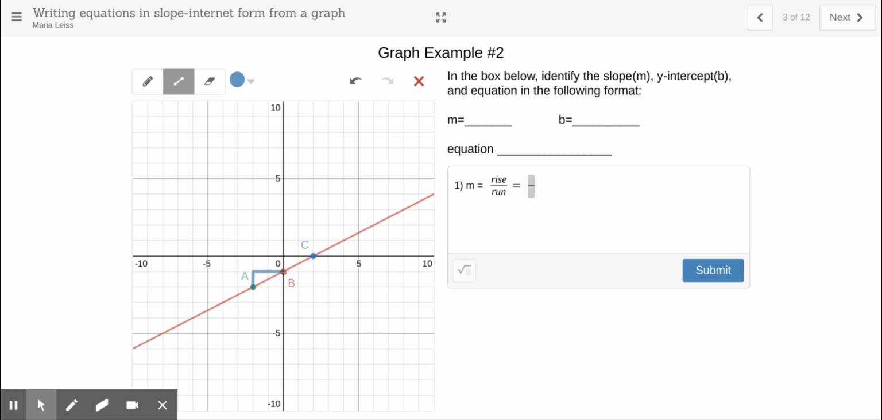And come over. I could even keep going if I wanted to continue the staircase, but I don't need to. Now I'm going to count my rise and my run. My up and down distance, this distance right here, is only 1 block. So my rise is only going to be 1. My horizontal distance is 2 blocks. So my run is going to be 2.